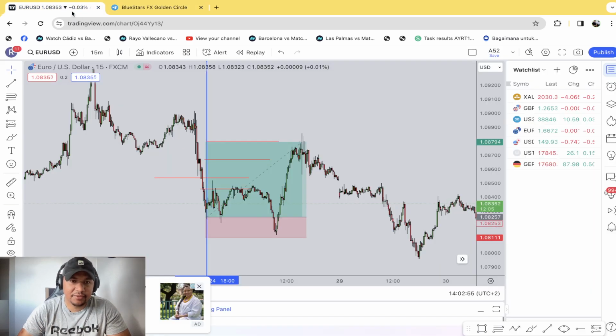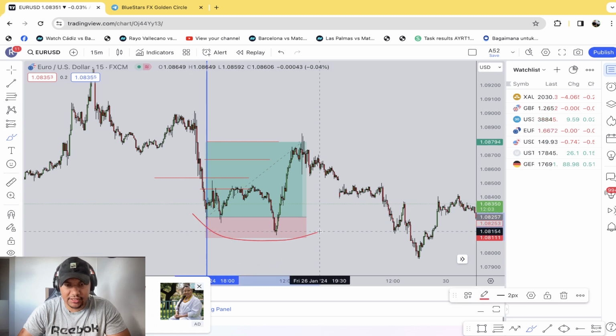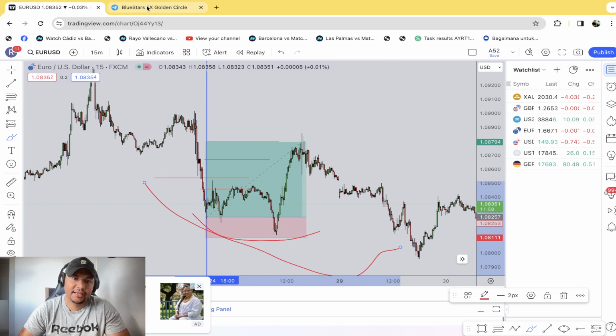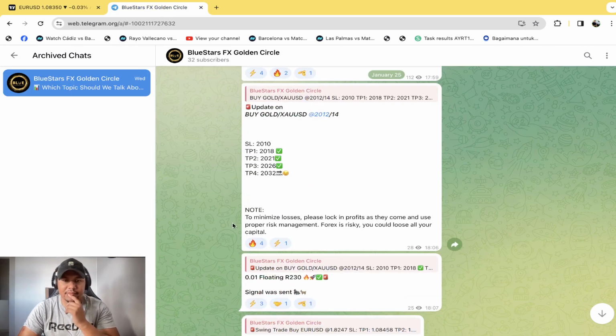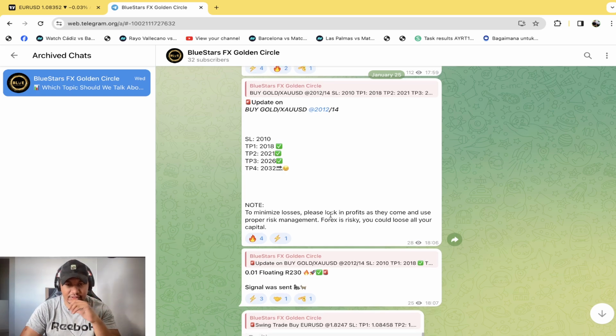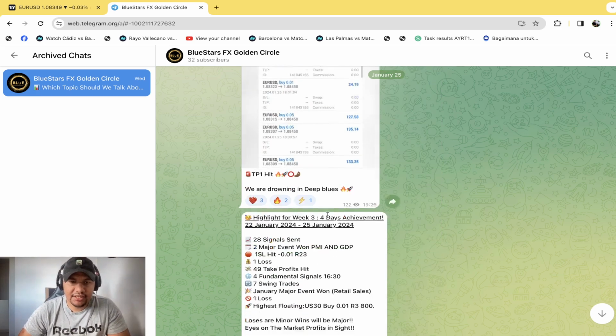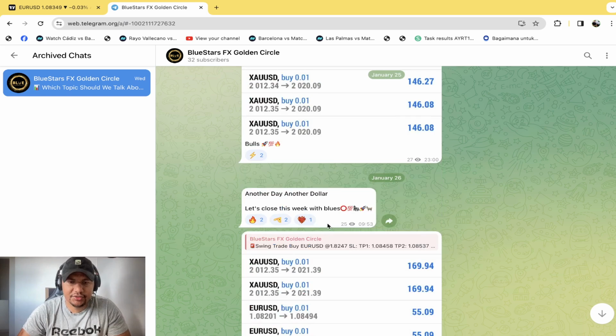Again, there was no stop loss, but you can see there wasn't a lot of drawdown, which was good. So this was good, right? Next up, we have an update on gold. Again, that first gold trade. There's Euro USD, beautifully executed.